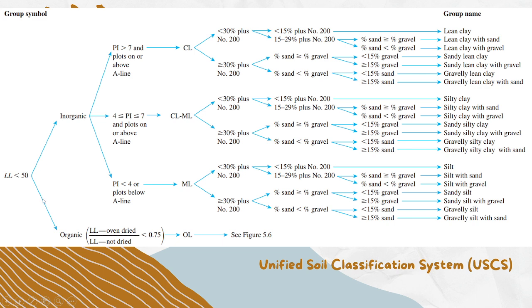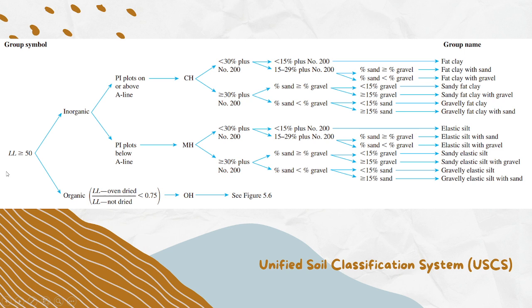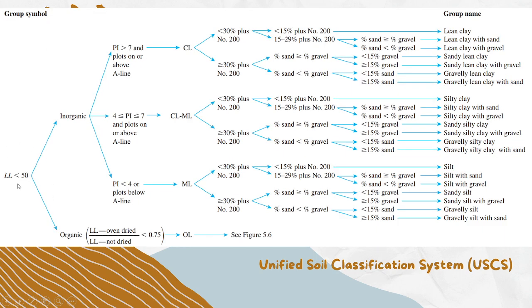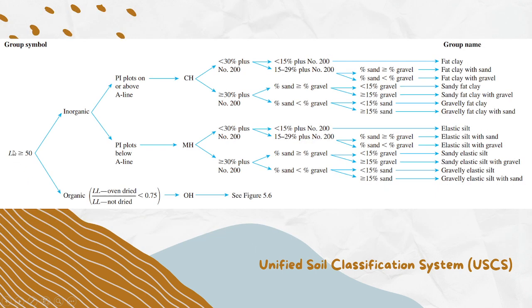And then for fine-grained soils, we will use this flow chart. And another flow chart when the liquid limit is greater than or equal to 50. So this one is for when the liquid limit is less than 50, and this one is when the liquid limit is greater than or equal to 50.